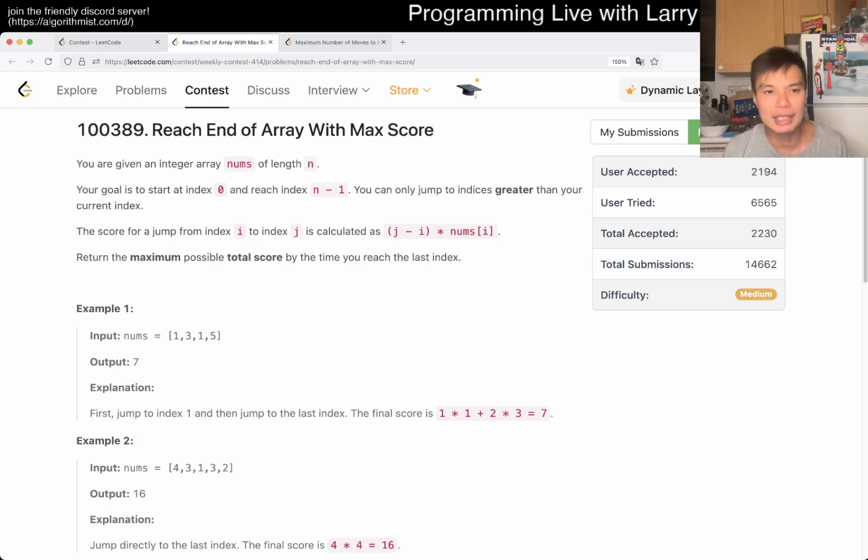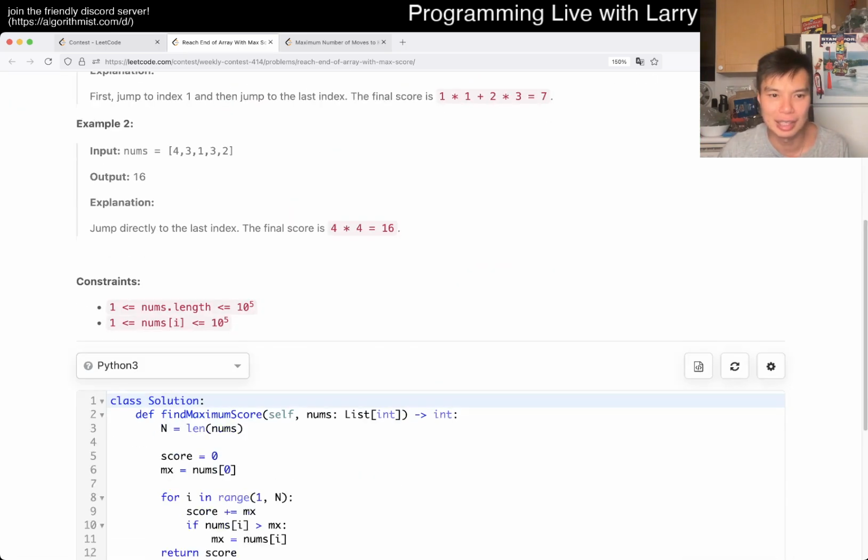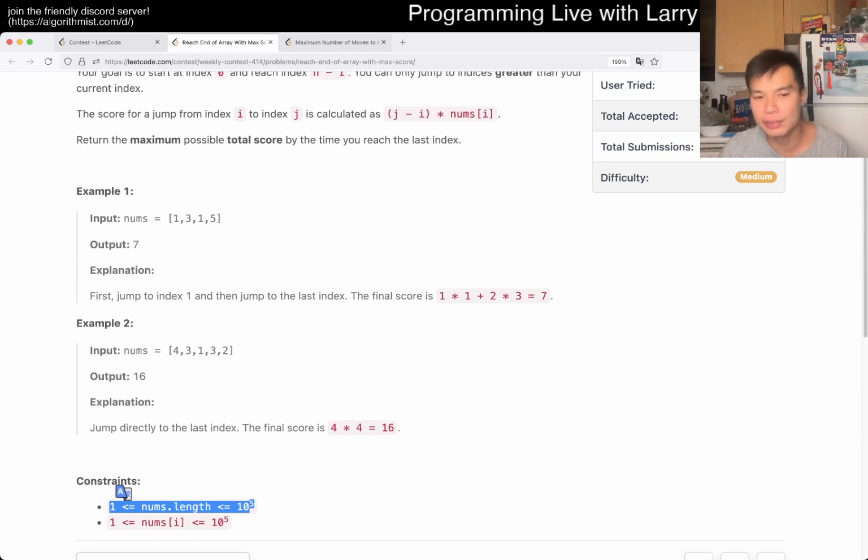Honestly, the first thing I noticed is that n is 10 to the 5th. So I knew that if it was dynamic programming, obviously it cannot be an n-squared dynamic programming. I was thinking along the lines of an n log n dynamic programming, or O of n dynamic programming with a max queue type or a mono queue type thing. I think there is a solution like that. I could be wrong, because there is some idea here and I don't know how.